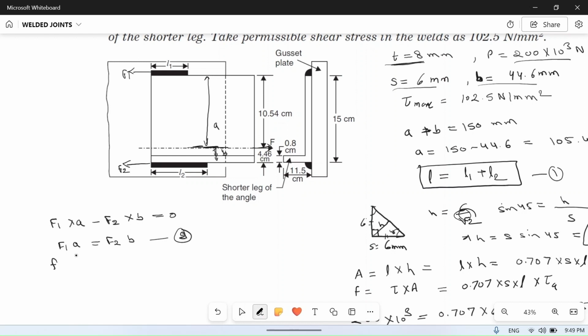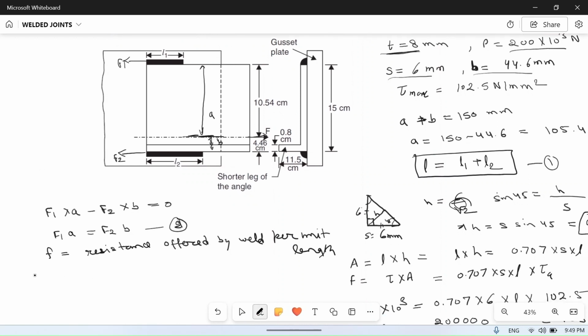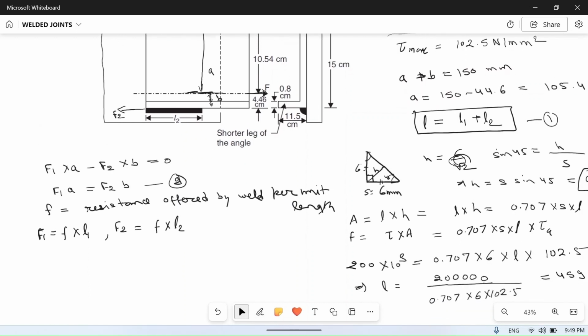Now suppose F is the resistance offered by weld per unit length. So per unit length this welding is offering resistance of F. So F1 will be equal to F into L1, and F2 will be equal to F into L2. If you put this value in equation number 2, I will get F A L1 is equal to F B L2. So F will be cancelled here, so we will get A L1 is equal to B L2.